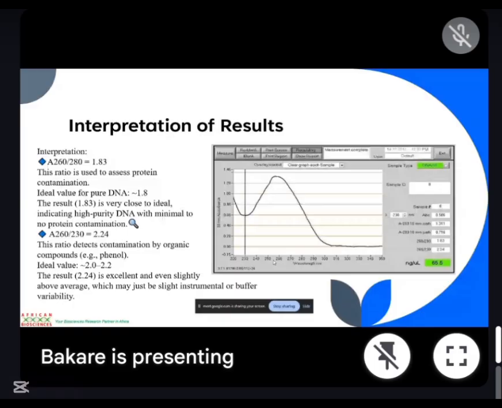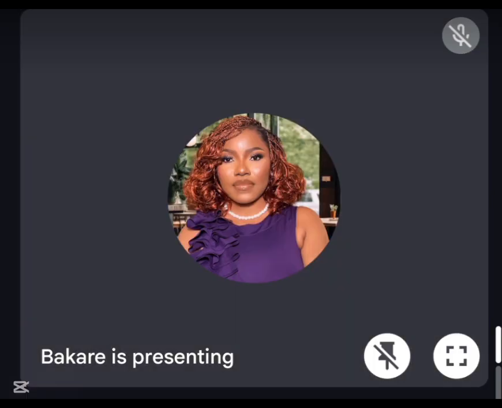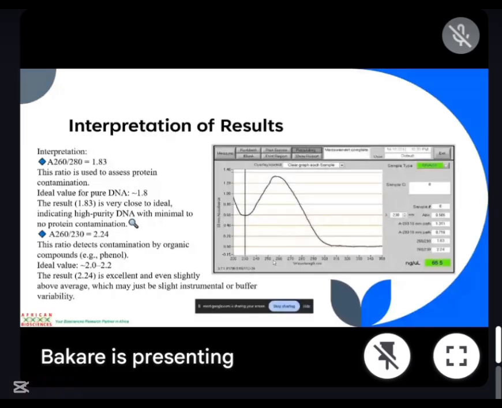That means my DNA is very pure. In fact, it is even above the ideal value, which is 1.8 to 2.0. So I'm already at 1.83. That means I have high purity DNA with minimal to no protein contamination. So I can use this DNA for my PCR, I can use it for my qPCR as well, and I can use it for my whole genome studies. So this DNA is good.